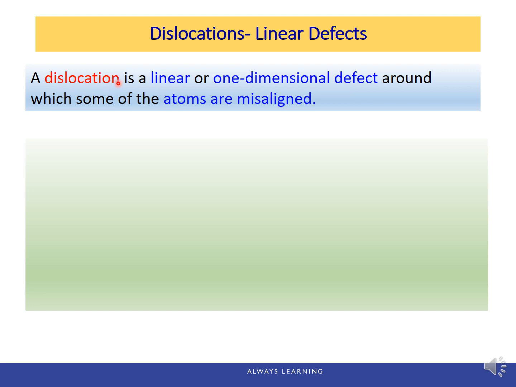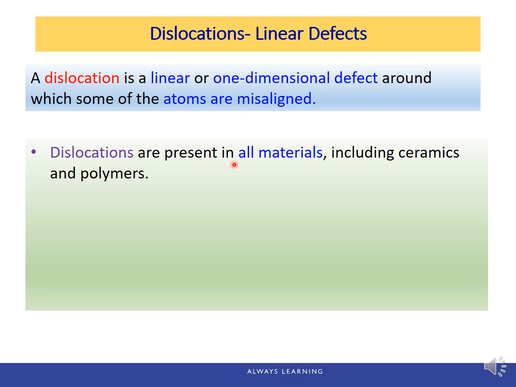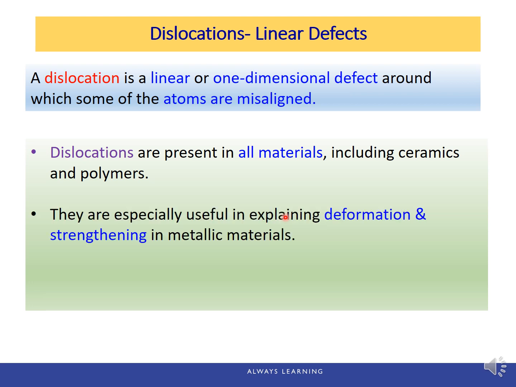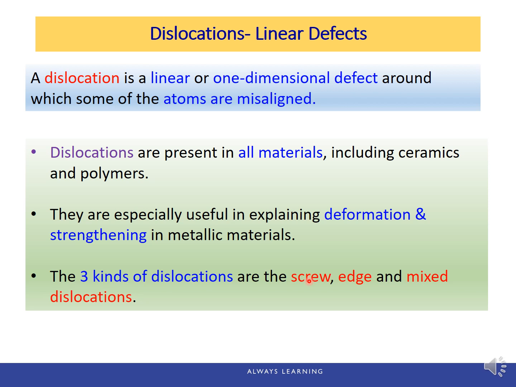A dislocation is a linear or 1D defect around which some of the atoms are misaligned. Dislocations are present in all materials, not only in metals, but also in ceramics and polymers. They are especially useful in explaining deformation and strengthening in metallic materials, which we will learn later. There are three types of dislocations: the screw dislocation, the edge dislocation, and a mixture of the two, which we call the mixed dislocation. Next, we're going to take a look at each of the three types of dislocations.